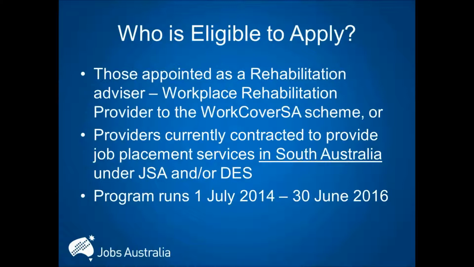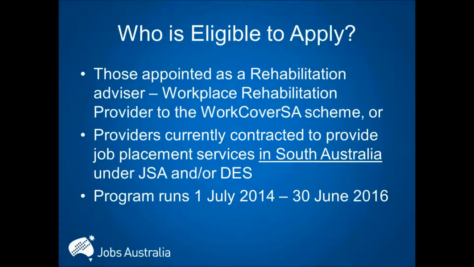So what is the whole point of this job placement services specialists purchasing process? Well, WorkCoverSA has created a new category of rehabilitation advisors that are called job placement specialists, and the aim is to assist injured workers achieve sustainable, suitable employment within their certified medical capacity with a new employer. So it's all about helping injured workers move to a new employer, not return to their old one. And the idea is to draw upon the job placement expertise and capabilities of JSA and DES providers.